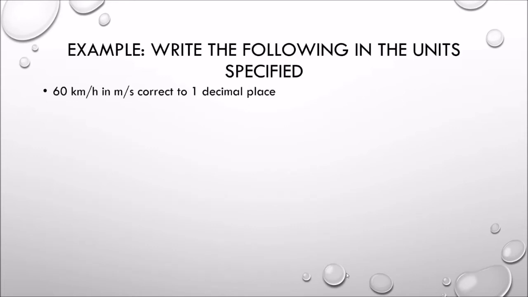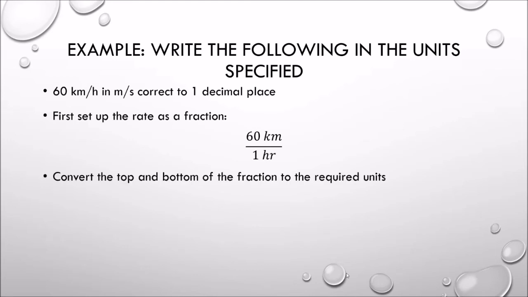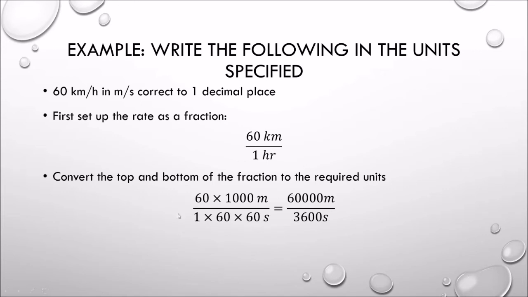For this one here, we want to write the rate in the units specified. So we're given 60 kilometres per hour and we want to convert that to metres per second. So we first need to set up our rate as a fraction. So we've got 60 kilometres divided by 1 hour. We want to convert the top and the bottom of the fraction to the required units. Because we're going from a big unit to a small unit, we are multiplying. We'd have 60 times 1,000 metres to give us how many metres we have, and we do 1 times 60 times 60 to give us how many seconds we would have.